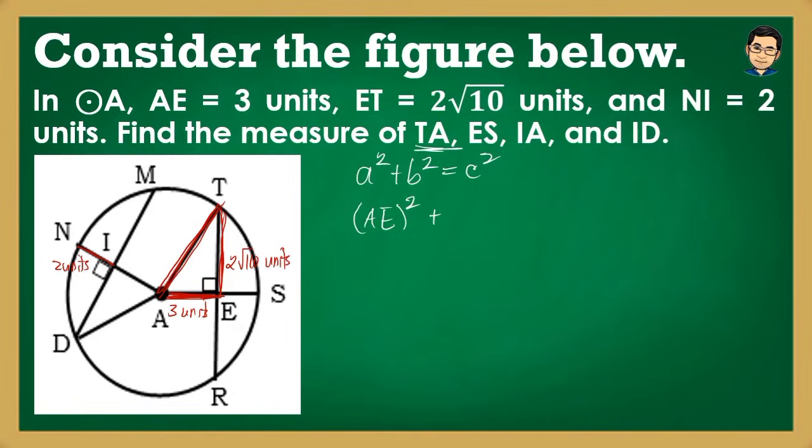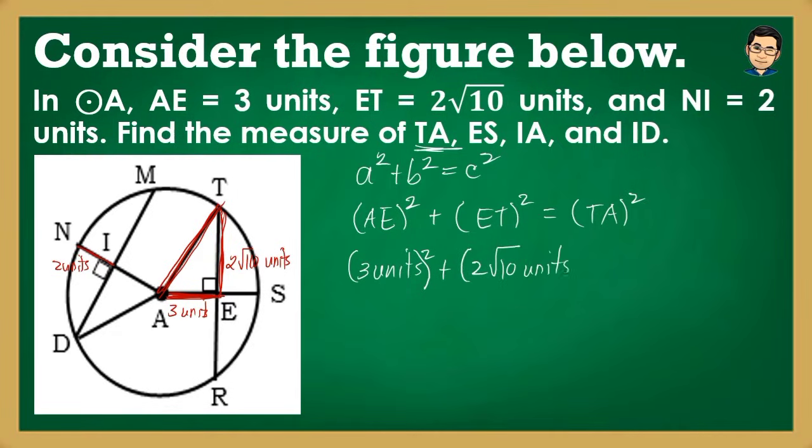And then, yung B naman natin, yung ET. And then, yung hinahanap nating sukat is TA. Tsaka natin i-substitute yung mga given measure. So, for AE, meron tayo dito 3 units. Ayan. And then, yung ET naman, 2 square root of 10 units, quantity squared. And then, yung hinahanap natin na sukat, which is TA.